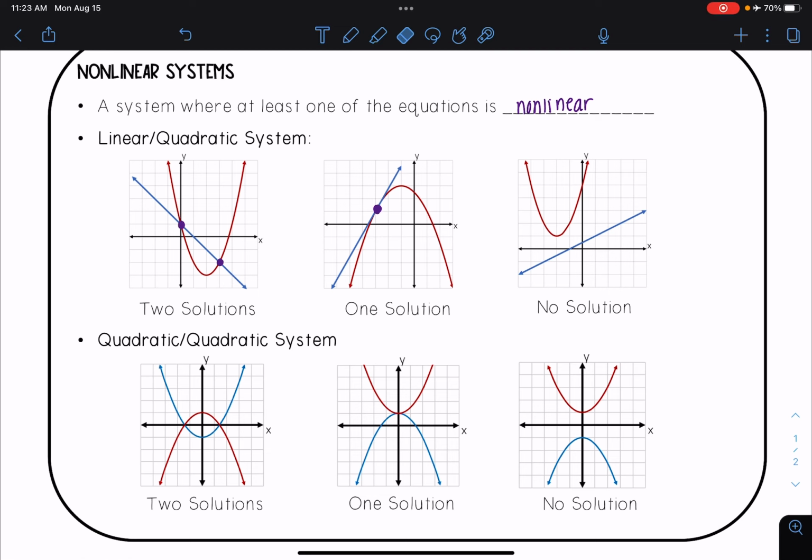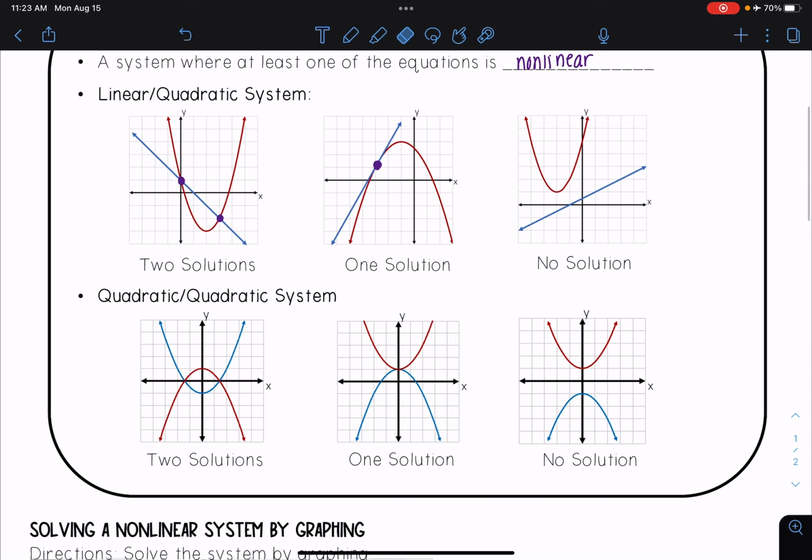not intersect at all. And then we're also going to look at quadratic/quadratic systems. So here we have two quadratic equations, and we're finding the solution of it. And again, we can have two, one, or no solution. So two solutions where they intersect at two different points, one solution where they intersect at one point, or no solution where they do not intersect at all.